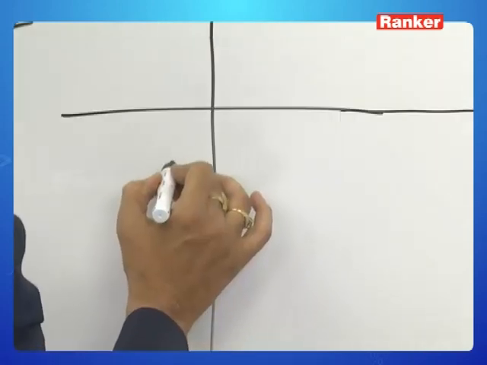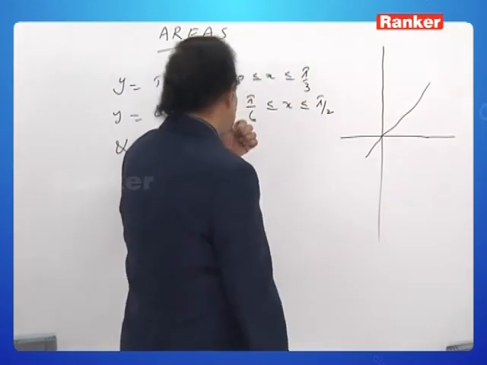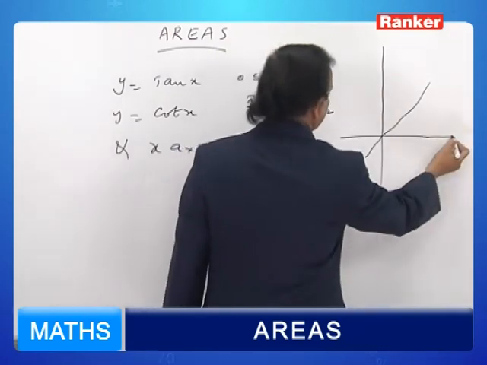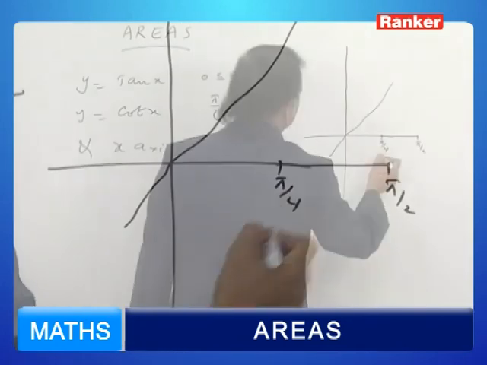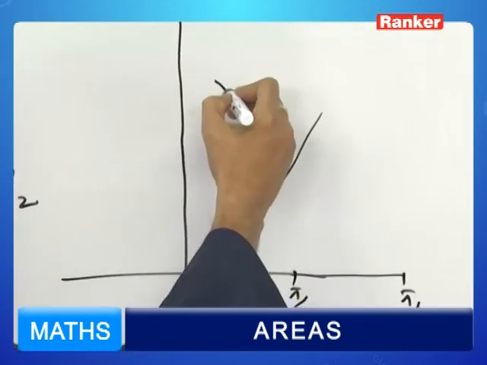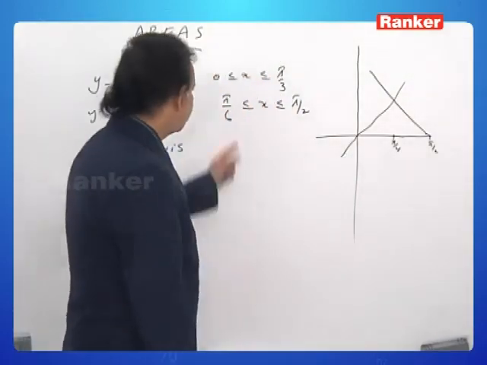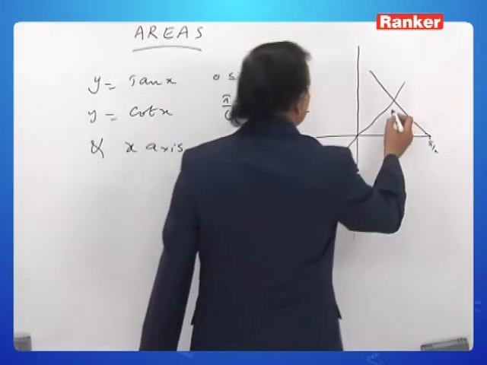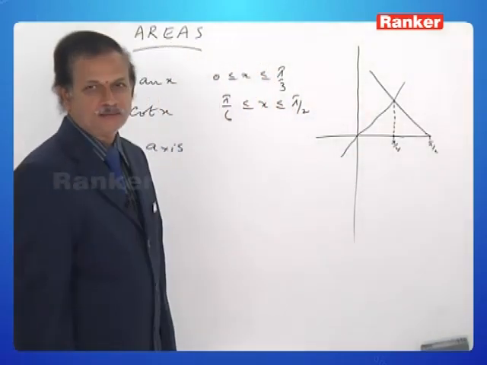Zero. This is y is equal to tan x between 0 and pi by 3. Somewhere else here it is pi by 2. And for cot x, let this be pi by 2. This is pi by 4. Somewhere else here it will be pi by 3. This is cot x. In that region, everybody knows and believes that the two graphs meet at pi by 4.